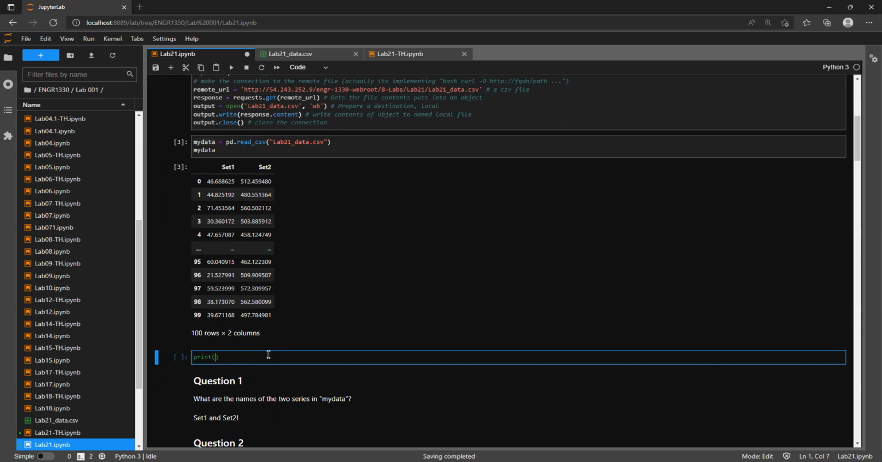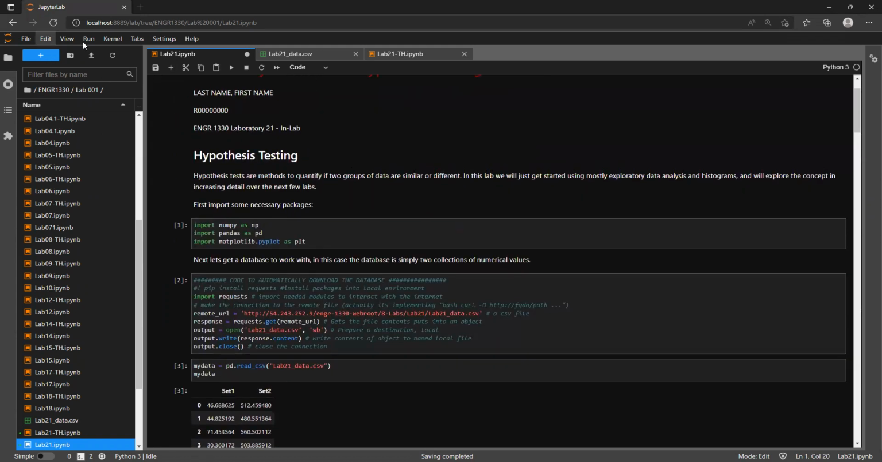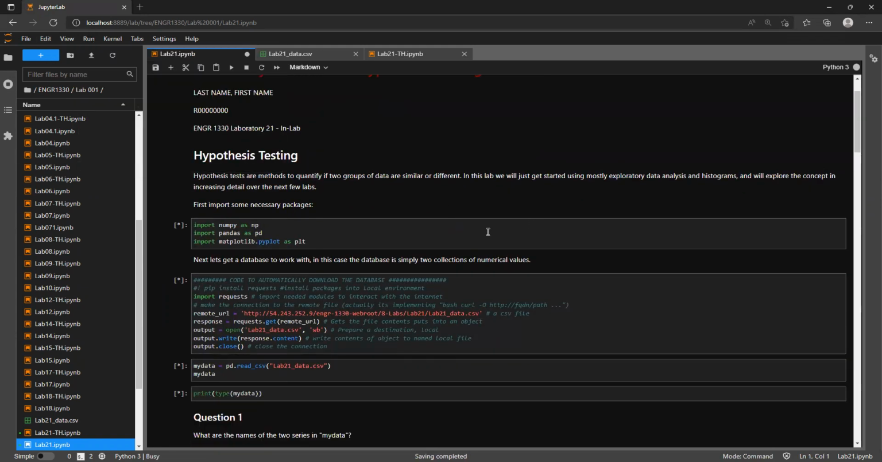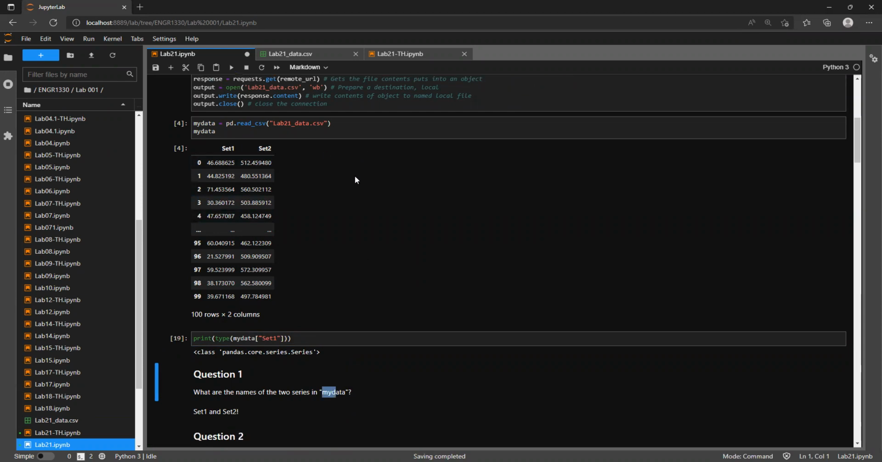I can print the type of my data. Oops, I need to rerun everything, don't I? There we go. All right, so we see that it's a data frame. Comes from pandas. Now, what is the type of a column in my data frame? Well, I can get a column like this. And as you see, it is a series. So what are the names of the two series in our data frame? Well, they're listed right here.